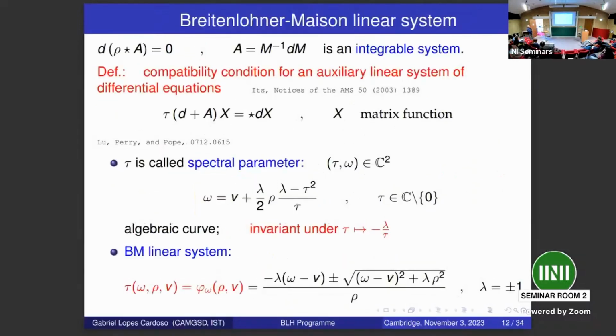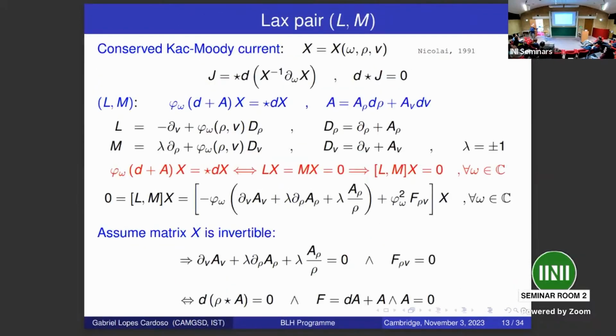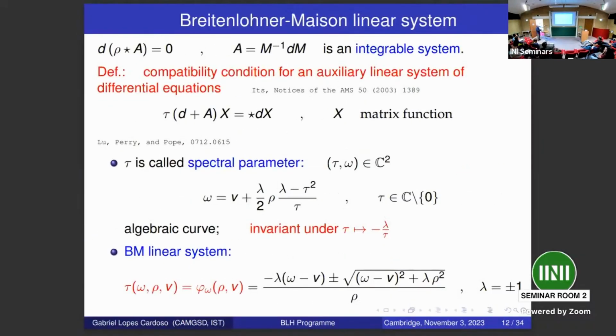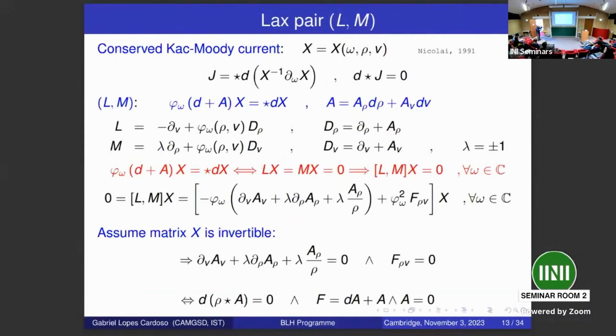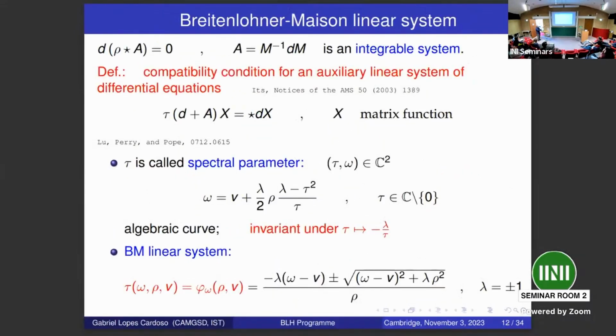But now, this was to address one of the consequences of the linear system, namely the fact that you can construct infinitely many conserved currents by using the X that arises as a solution to the linear system with A as an input.